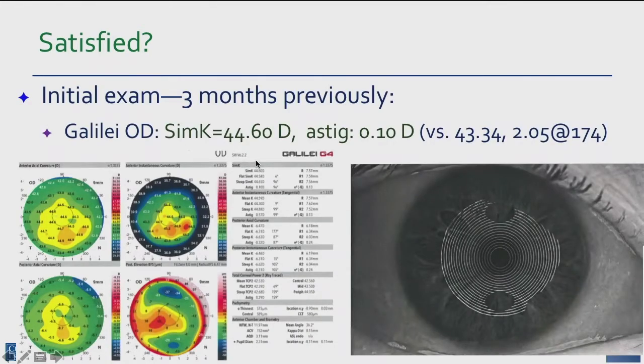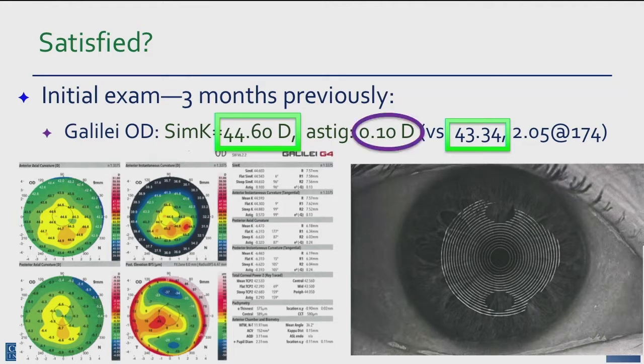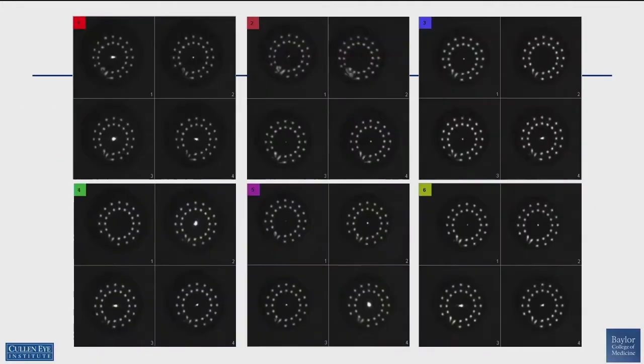So I looked back at my data. I'd seen this patient 3 months previously, and the Galilei had a SimK of 44.6, compared to the 43.34 that I had obtained on the day of the pre-op visit. The astigmatism from the Galilei was 0.1 compared to the 2 diopters that I got with the LENSTAR on the day of the pre-op visit. And you look at the Placido image from the LENSTAR, and you can see also missing data points and irregularity in the same region that I showed you for the IOLMaster 700.